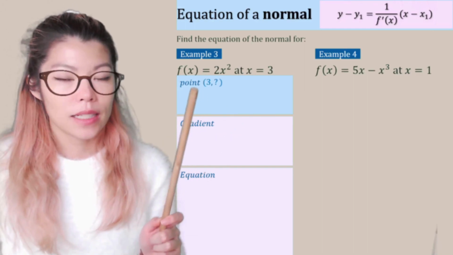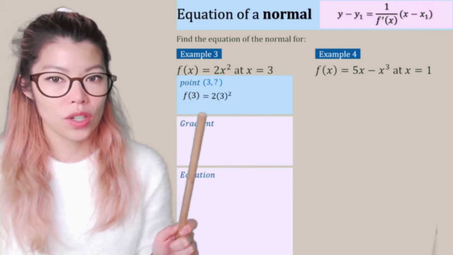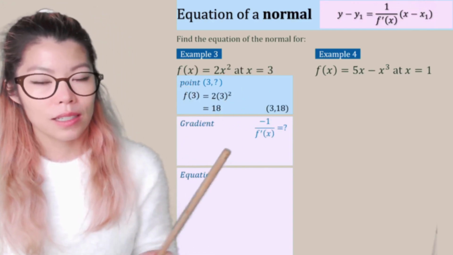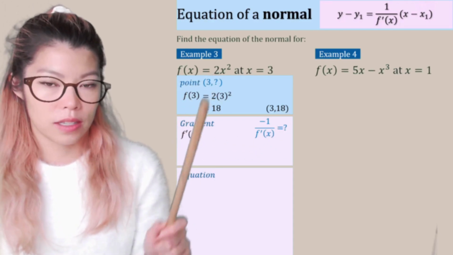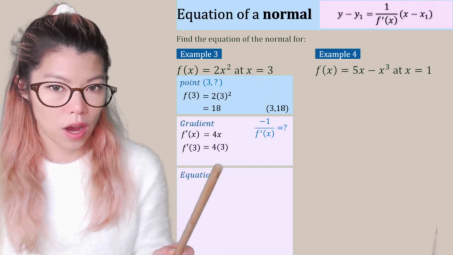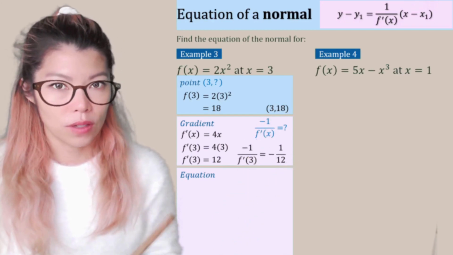So the point is exactly the same. To find the point, we sub in x into the original equation, and as we saw before, we obtained 3, 18. For the gradient, it is slightly different. We do the first section the same, so f dash x is still 4x. Sub in 3, f dash 3 is now 12. But we're looking for minus 1 over that, so minus 1 over 12.